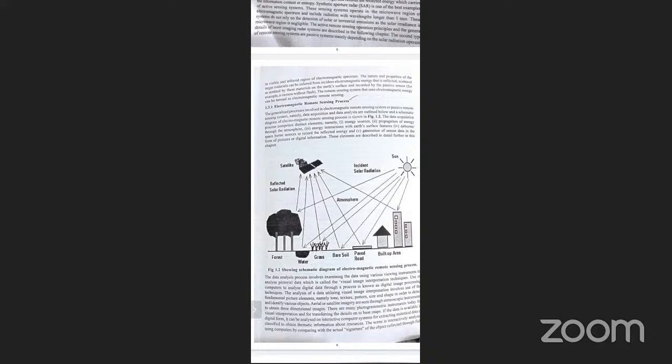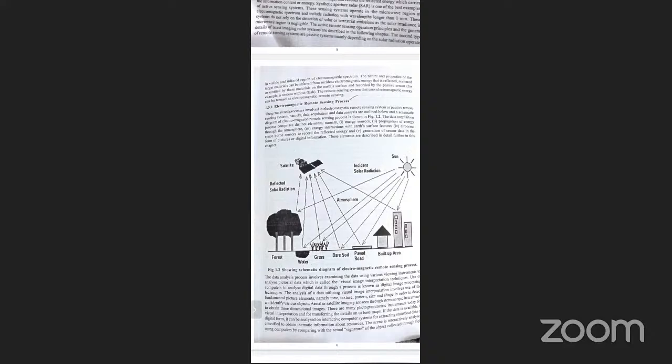What are those? The first depends on the electromagnetic energy sources. The second is the propagation of energy through the atmosphere. The third is the energy interactions with the Earth surface features. The fourth is the airborne and spaceborne sensors to record the reflected energy. And the fifth is the generation of the sensor data in the form of pictures or digital information. These elements are described in the next chapter, but actually the first one is the energy source.